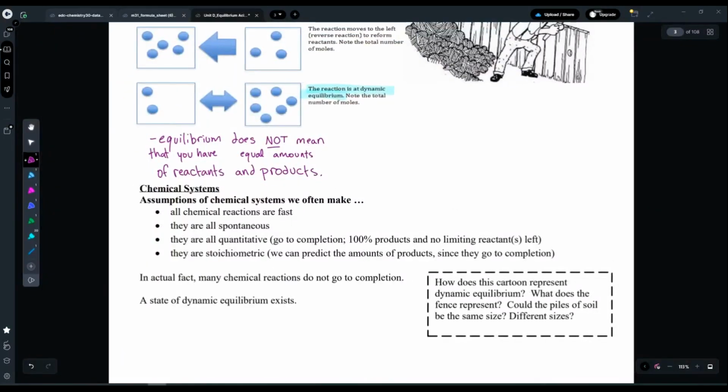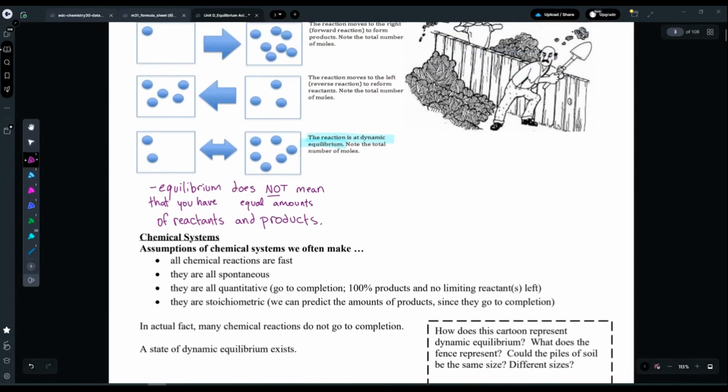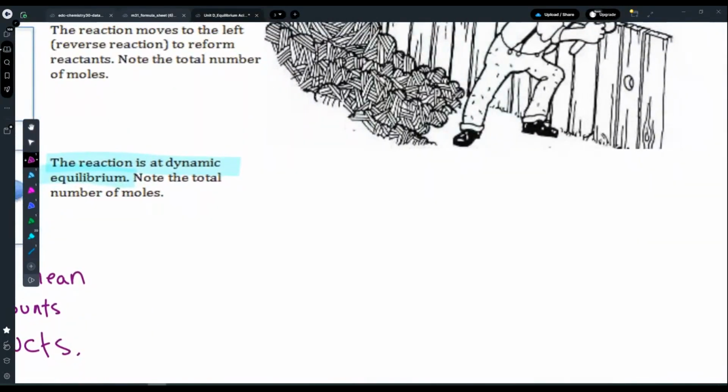Okay, so the different types of systems that you're going to want to be aware of are open systems, closed systems, and isolated systems. So we'll put those definitions up here. So an open system is a system in which matter and energy can be exchanged.